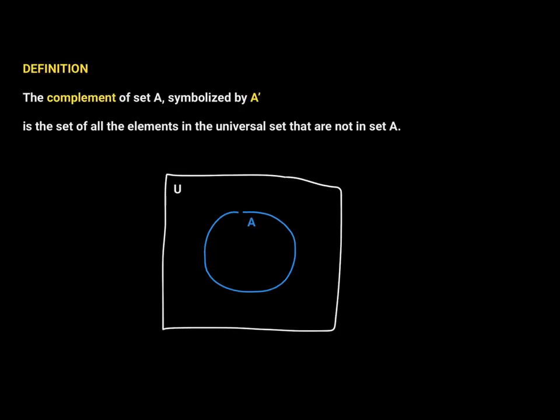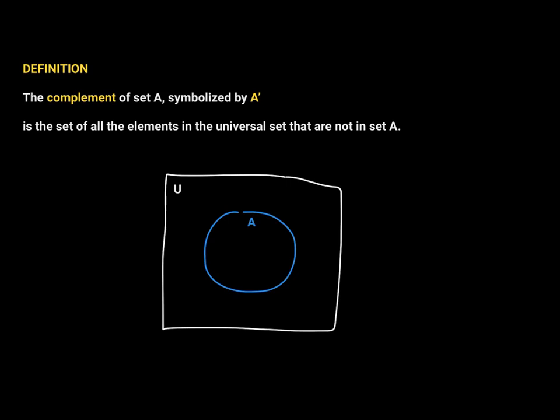All right, now we're going to start talking about set operations. You already know about the basic operations of arithmetic, like addition, subtraction, multiplication, and division. But we also have set operations. The first one is complement. The complement of set A, symbolized A with an apostrophe, is the set of all the elements in the universal set that are not in set A.